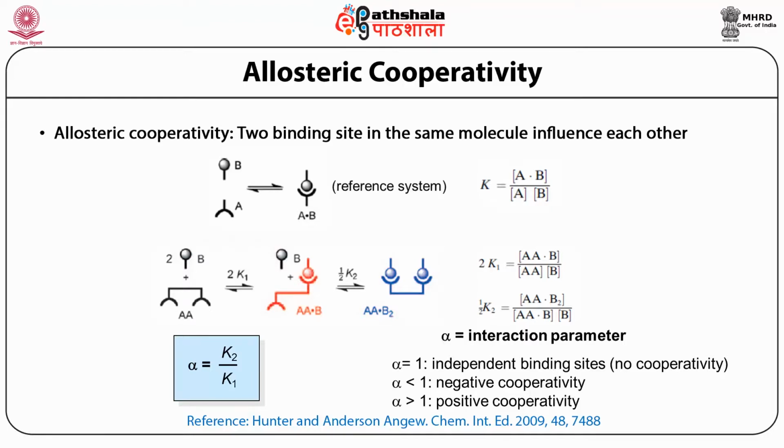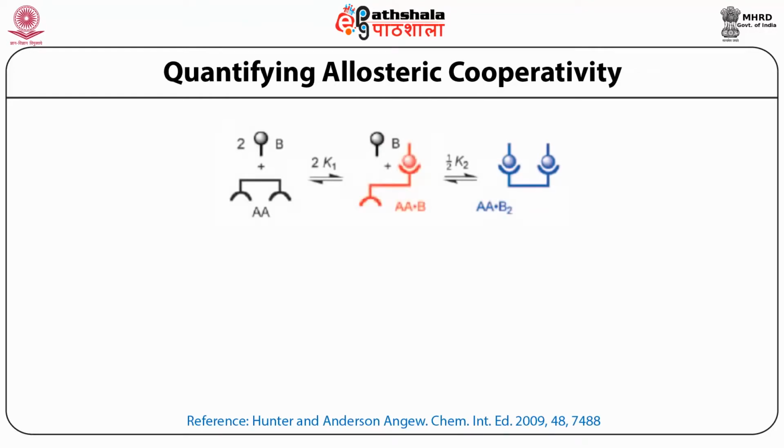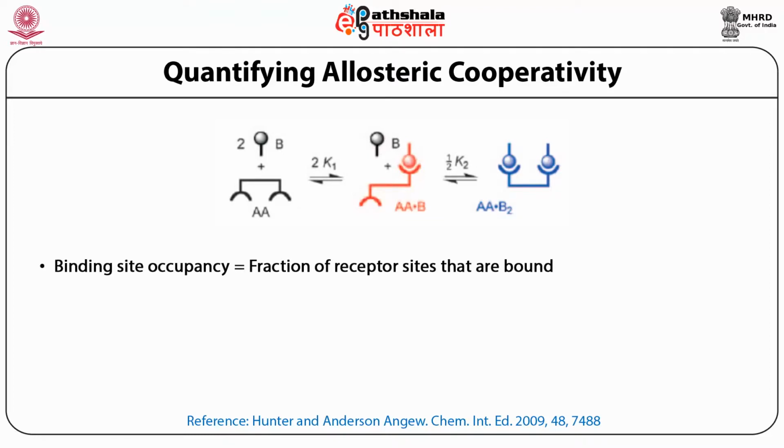If alpha is more than 1, that is the case we are looking at more closely, and that is positive cooperativity. Next is how we quantify this allosteric cooperativity. For this we also introduce a term called binding site occupancy, which equals the fraction of receptor sites that are actually bound. That is given by theta A.